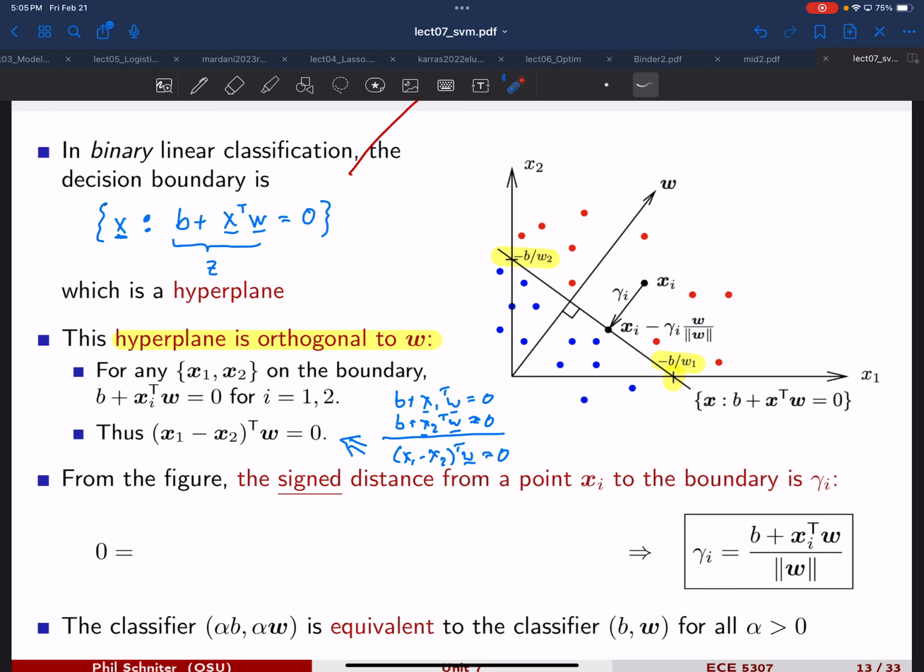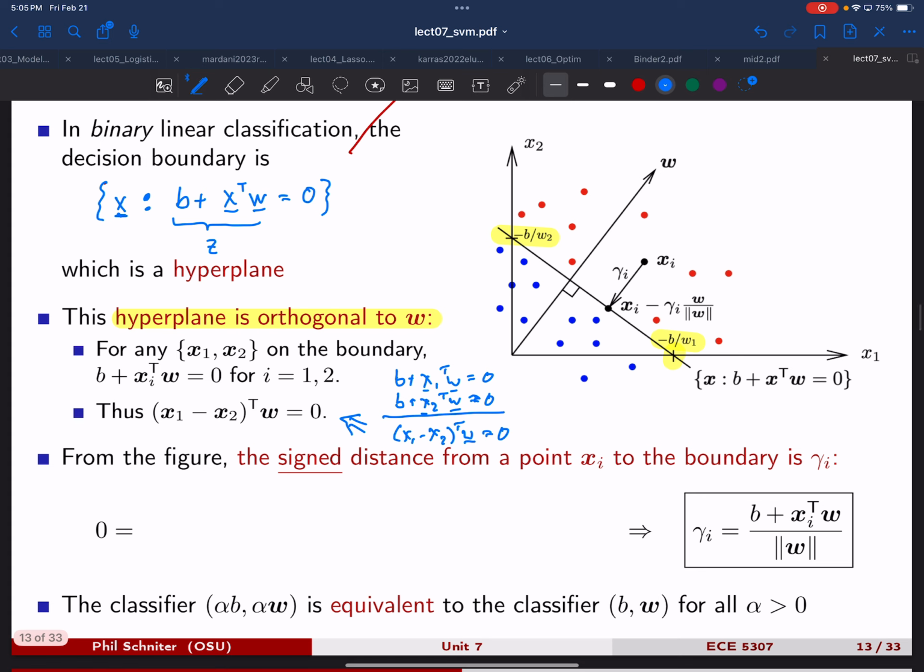So we can do that pretty straightforwardly. When I'm on the boundary, the score is 0. So to get there, I take b plus w times, here's my original point xi, and after I move, I get gamma i times w over the norm of w. This is the new point on the boundary.